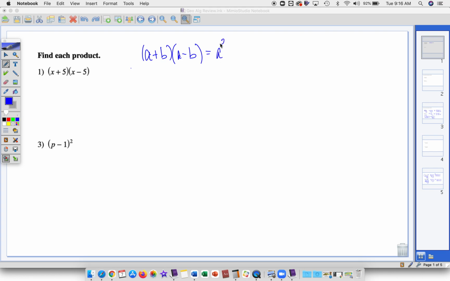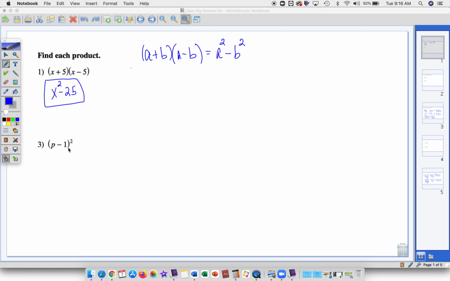So they cancel out, and we're left with a squared minus b squared, which is called a difference of squares, a difference of perfect squares. So when I see that I have binomials that are conjugates, I know that I can multiply just the first terms and the last, and disregard the inners and outers because they'll always be opposites and drop out. So there's my product.